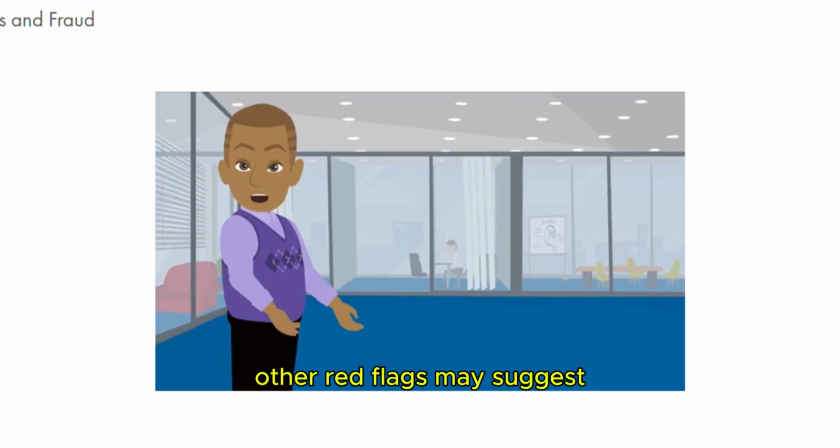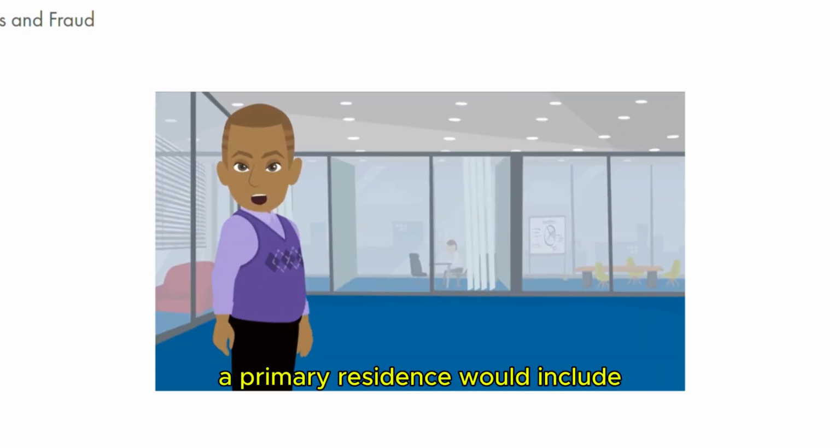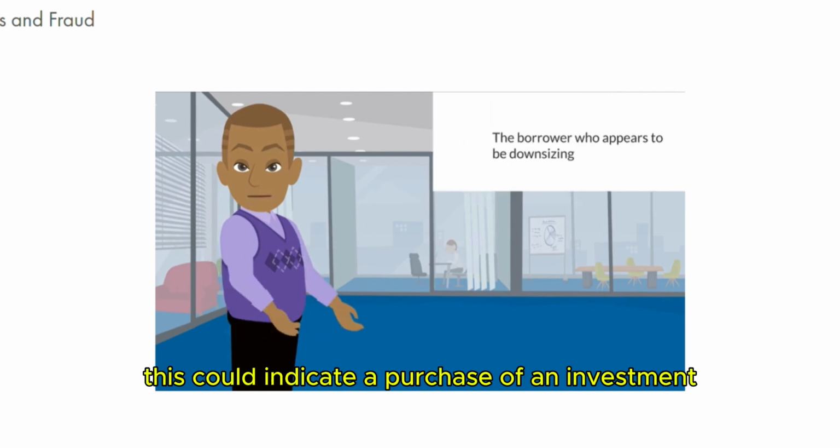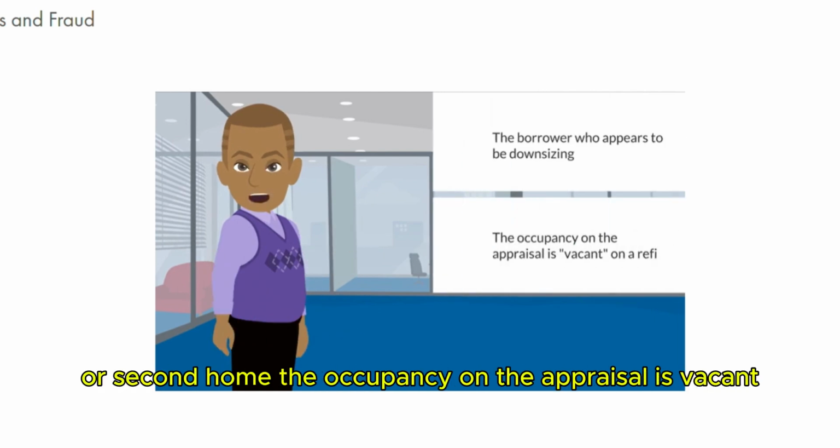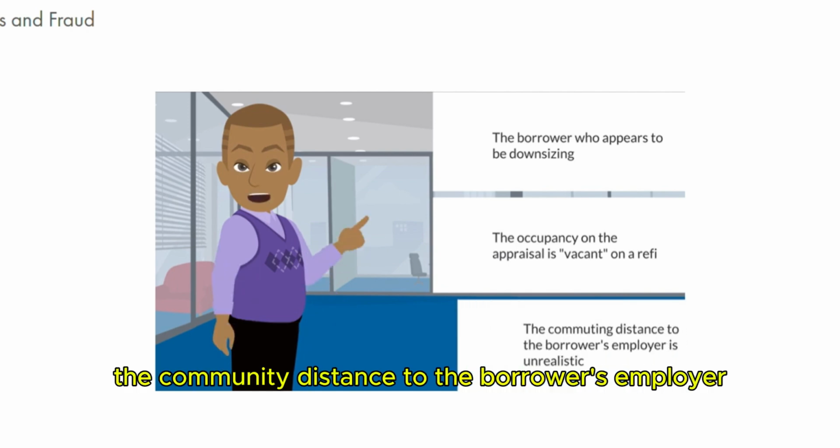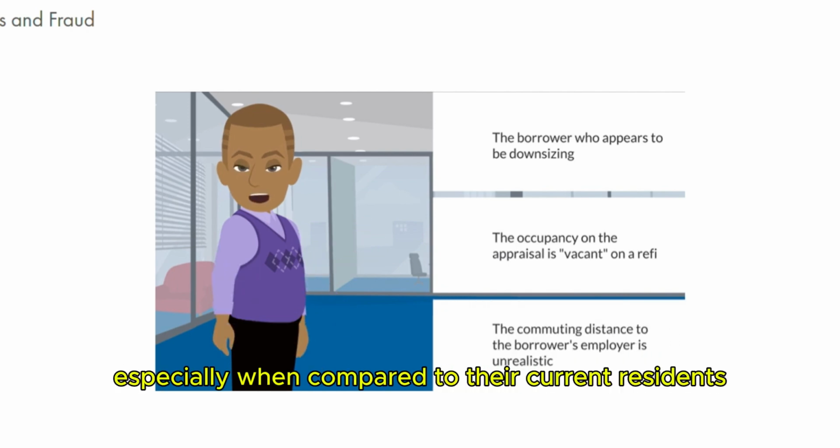Other red flags that may suggest the borrower is misrepresenting a primary residence include borrowers who appear to be downsizing. This could indicate a purchase of an investment or second home. The occupancy on the appraisal is vacant on a refinance. The commuting distance to the borrower's employer is unrealistic, especially when compared to their current residence.